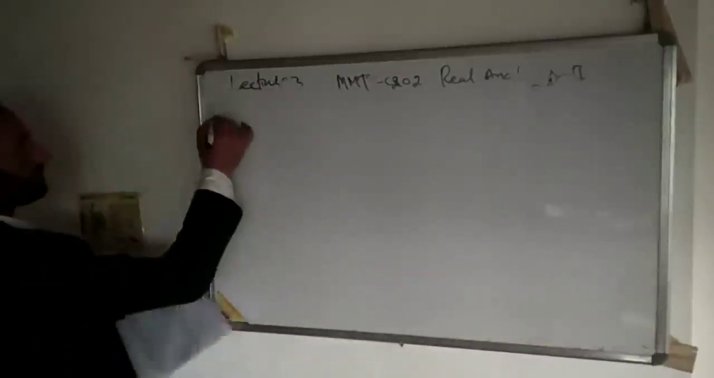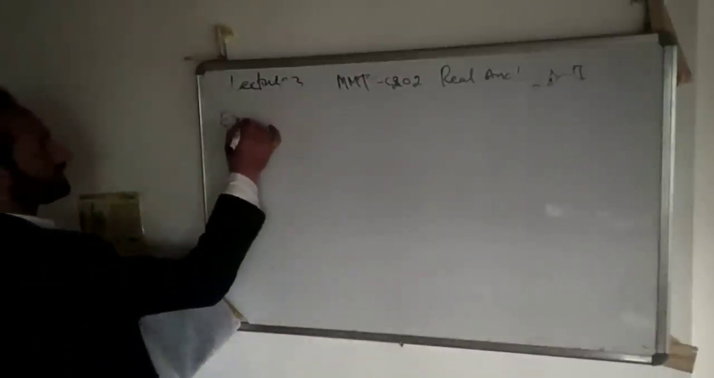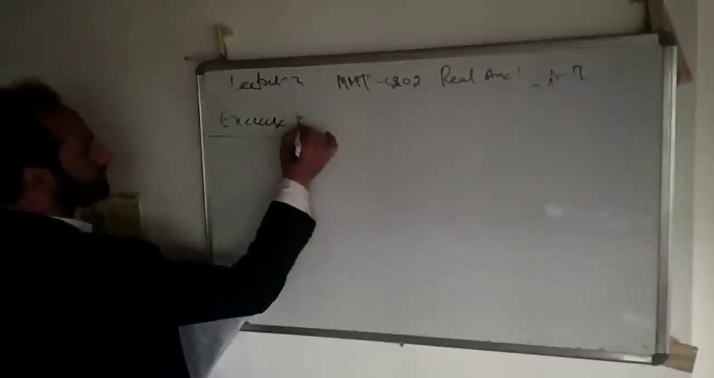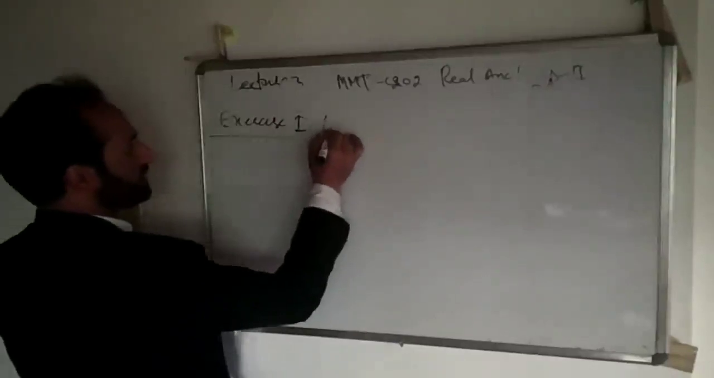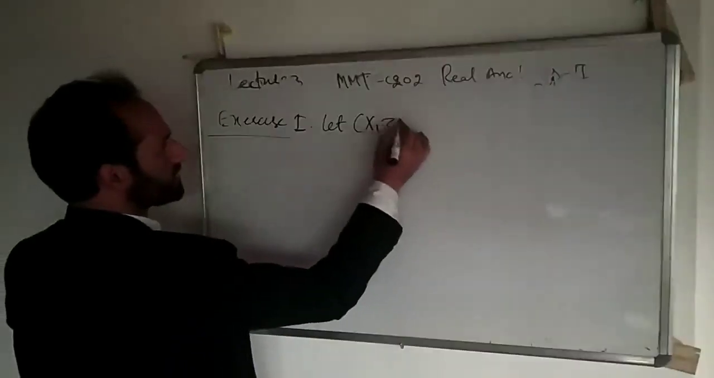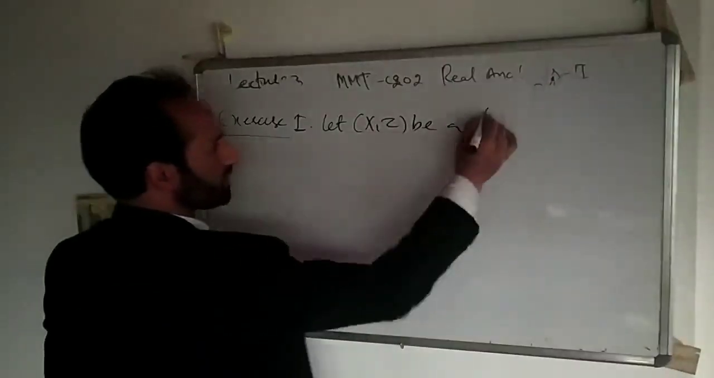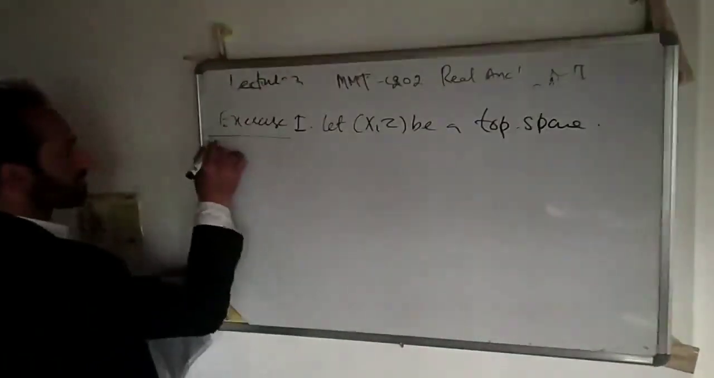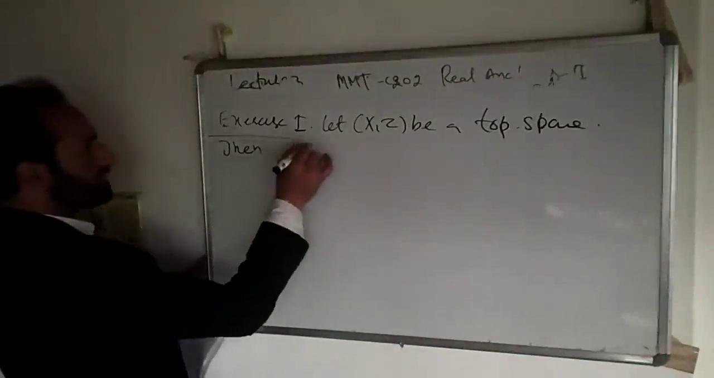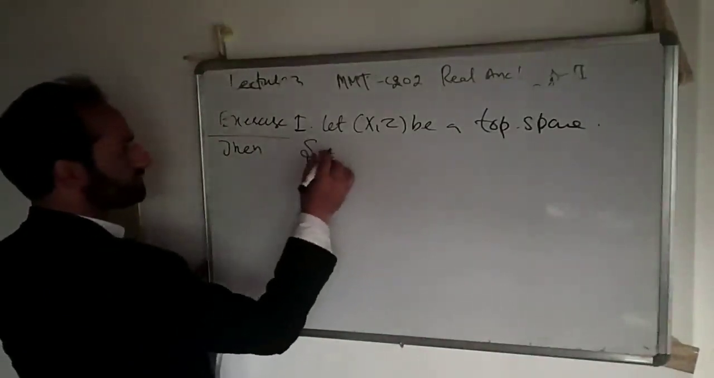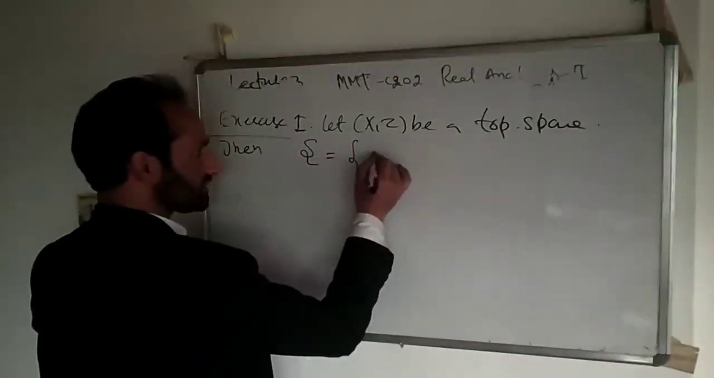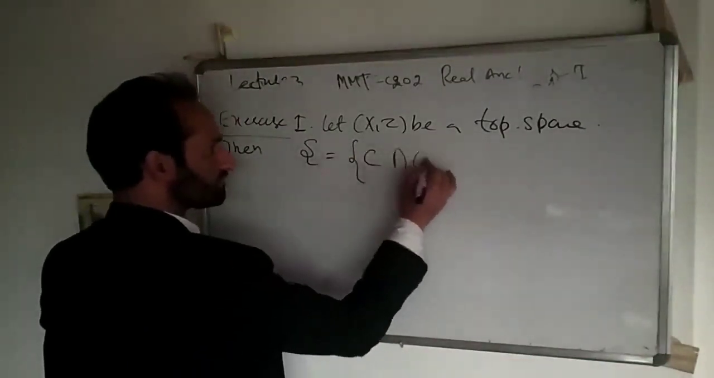Now we have some exercises. Let's do this first exercise. Exercise number 1. Let (X, tau) be a topological space. Then show that S is equal to the class of differences of the intersection of closed and open sets.